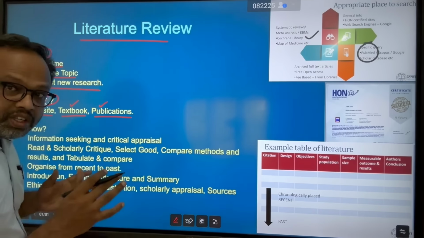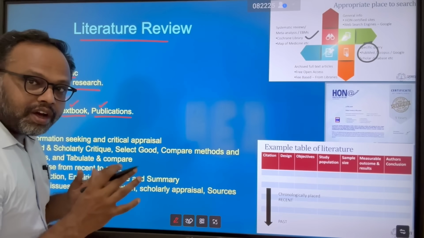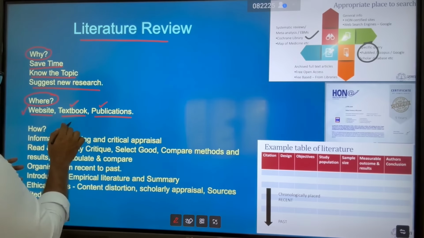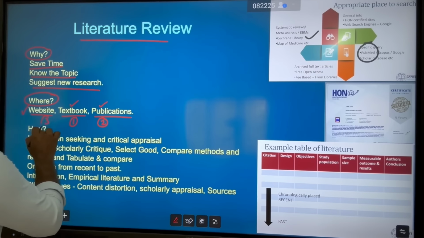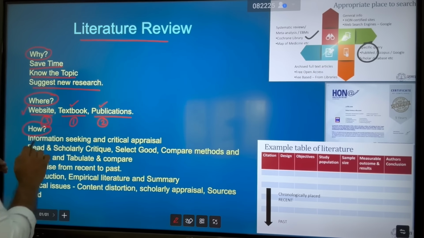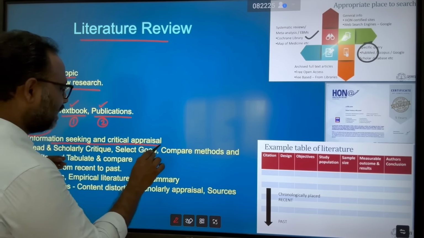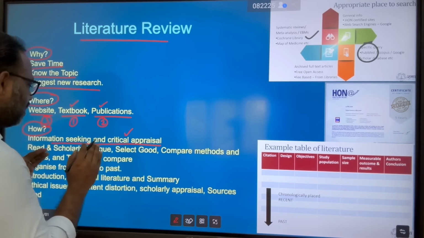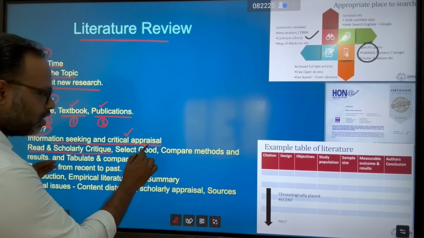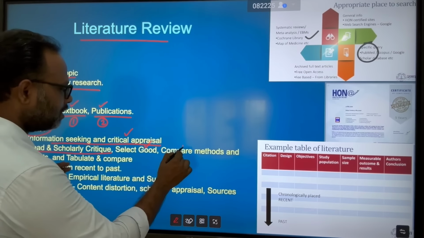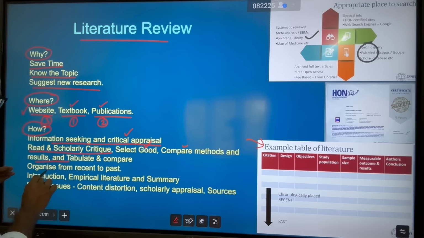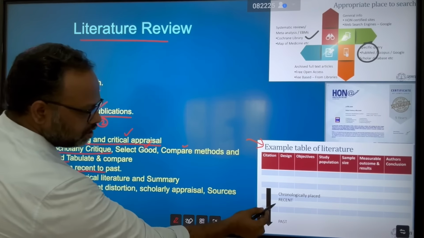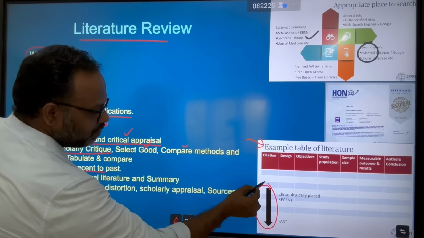If you take the authenticity or validity or accuracy of the information, then textbook will be ranked number one, followed by publication, followed by websites. And how are we going to do this literature review? We are doing the literature review by information seeking and critical appraisal, scholarly critical appraisal. We need to select the good points of that article, compare the methods and results, and tabulate the results like this. Then we have to organize the information chronologically, from recent to past.